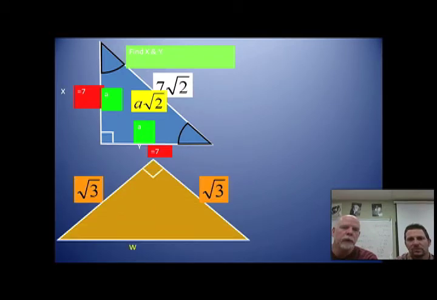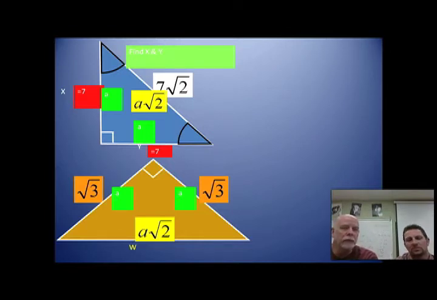So another example, kind of like the example on the last slide, we're given the two legs, but this time they just happen to have a radical in them. Rules don't change just because the numbers get more complicated. So whatever the leg is, you multiply by radical 2 to get the hypotenuse. The two legs are the A's, and then the hypotenuse, whatever that A is, you multiply by radical 2.